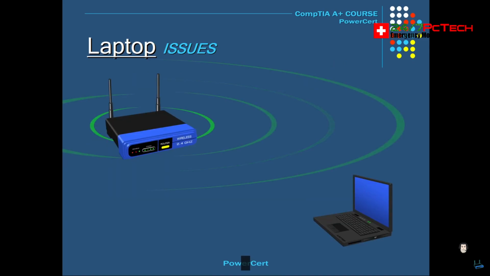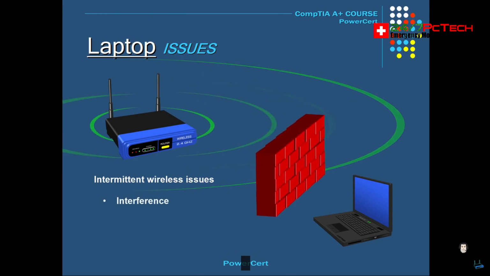All laptops have the capability of wireless networking, and a lot of times you may experience a situation where you have an intermittent wireless connection. Now this could be caused by interference between your laptop and your wireless router. Or it could also be that you're out of range of the wireless signal from your wireless router.